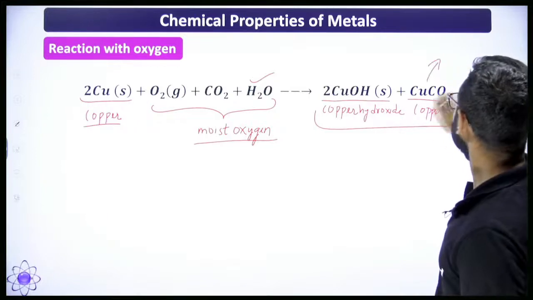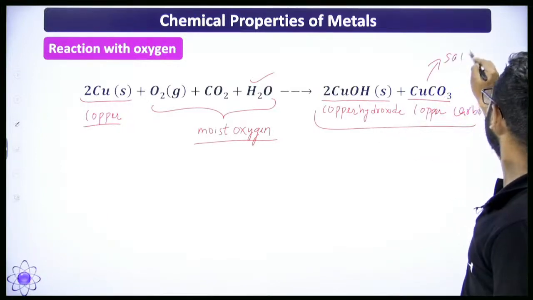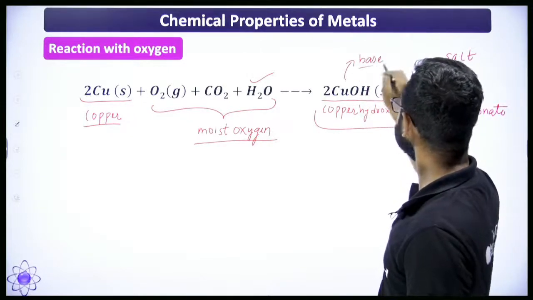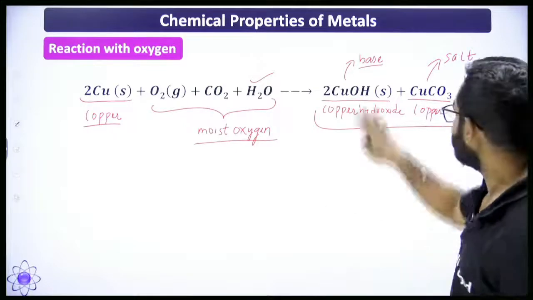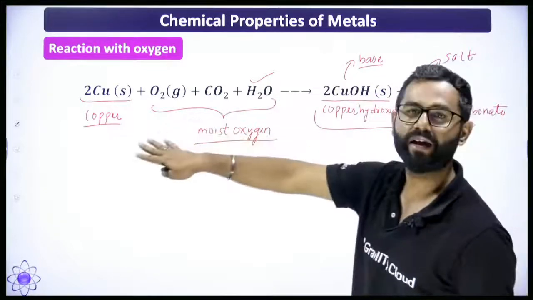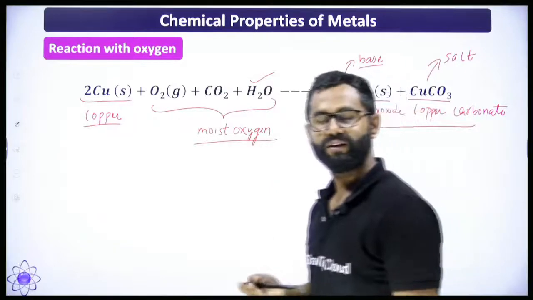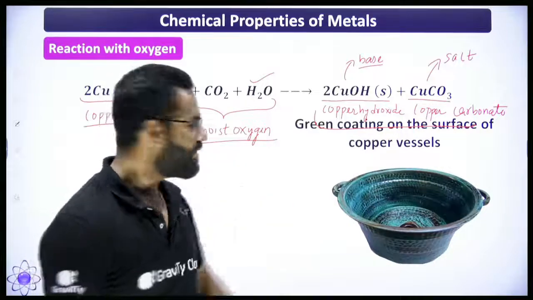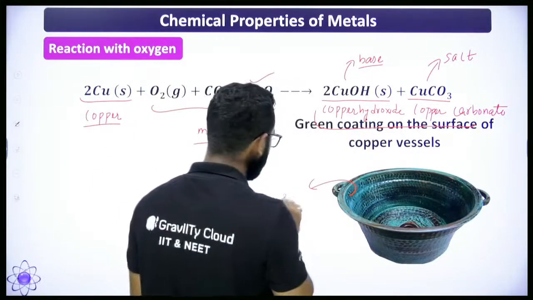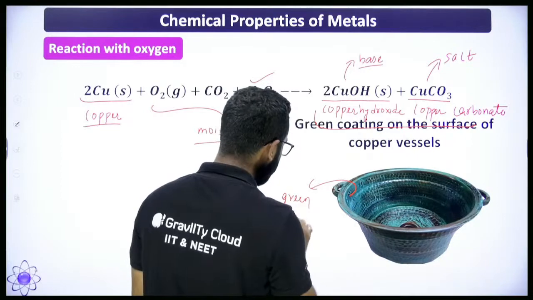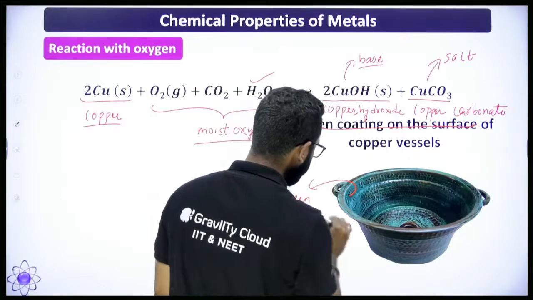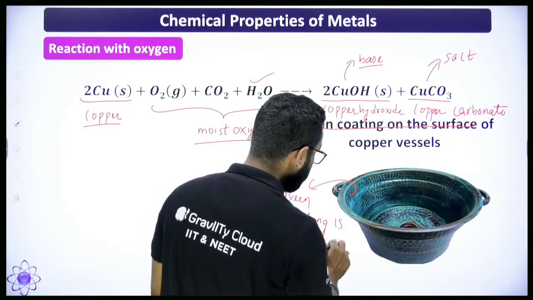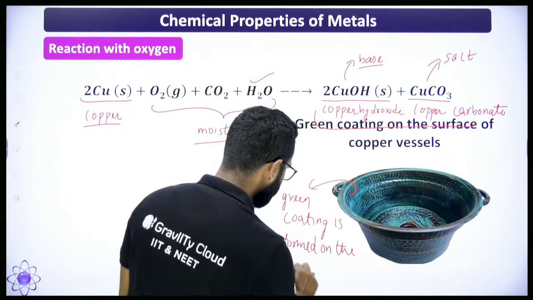Basically, this copper carbonate is the salt, and copper hydroxide is the base. Understood? So these two compounds are formed when copper reacts with moist oxygen. Whenever you have a copper vessel and you place it in the open, you will see a green coating formed on the surface of the vessel.